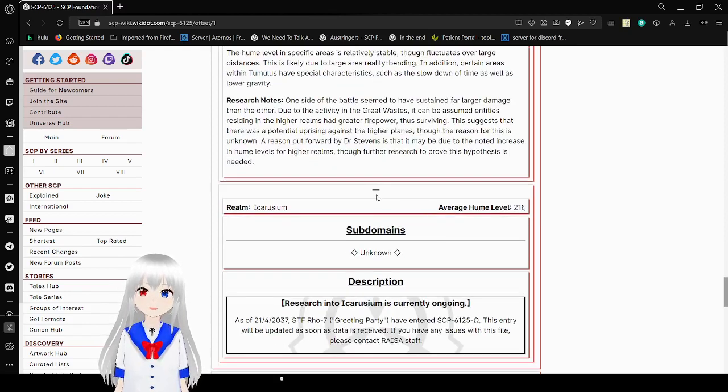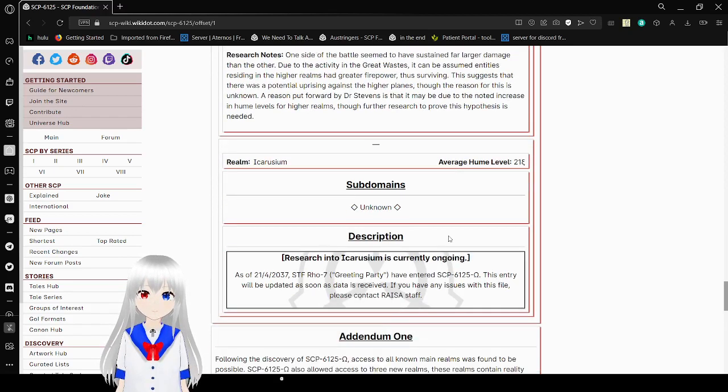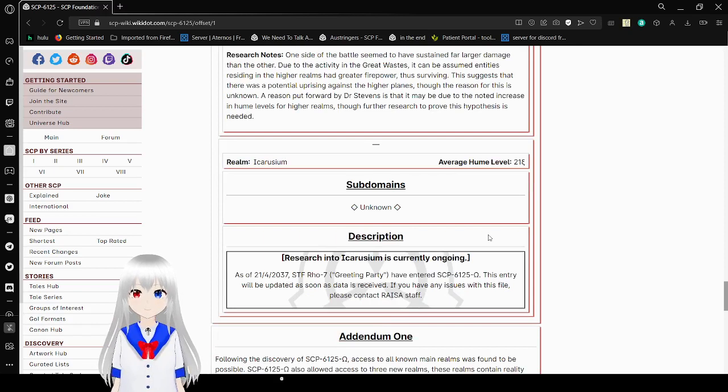And finally, we have the seventh realm, Acherusium. The average human levels of this realm are at 21. The subdomains are unknown. The description is not available. Research into Acherusium is ongoing. As of April 21st, 2837, the Green Party have entered SCP-6125 Omega. This entry will be updated as soon as data is retrieved.